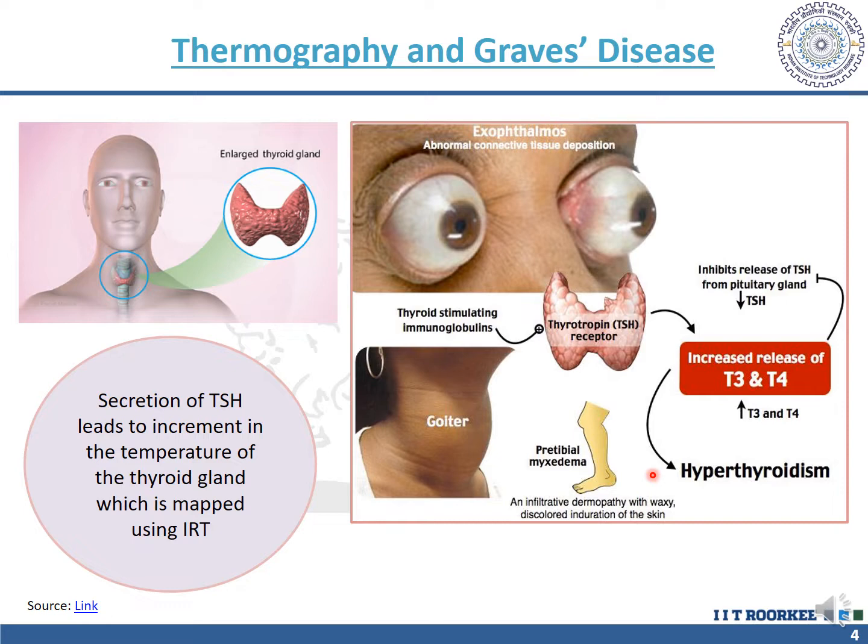Now, why does Graves' disease happen? The reasons are still unknown, but some external agency provokes our immune system to produce TSI, or thyroid stimulating immunoglobulin, which is a kind of antibody. This antibody stimulates the thyroid gland to overproduce thyroid hormones, which are T3 and T4 hormones. This condition is known as hyperthyroidism. In this condition, the temperature of the thyroid gland increases, and this increased temperature is mapped using IRT. That's how thermography came into the picture.